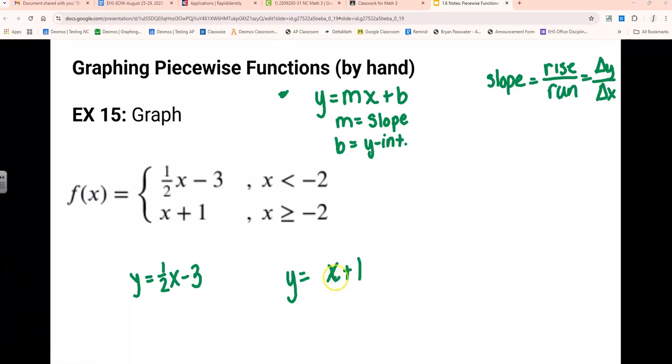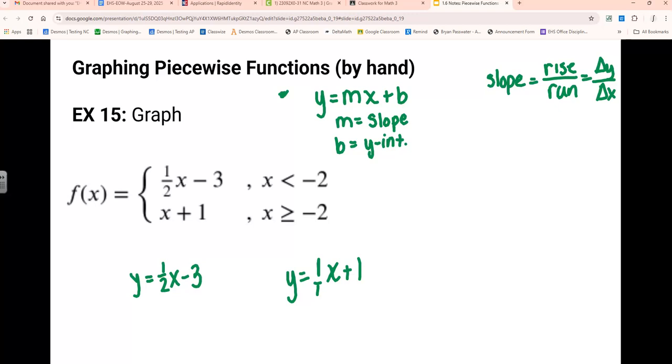In front of this x, there's a 1, which is also not a fraction. I want my slope to be a fraction, right? How can I make that a fraction? I can put it over 1 right there, right? So that just means go up 1, right 1, up 1, right 1 for that. So make sure you've got those graphs, draw the line. Go ahead and draw the line through there.